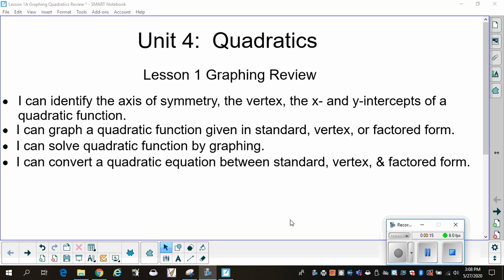You'll be able to solve a quadratic function by graphing, and you'll be able to convert back and forth from standard, vertex, or factored form.